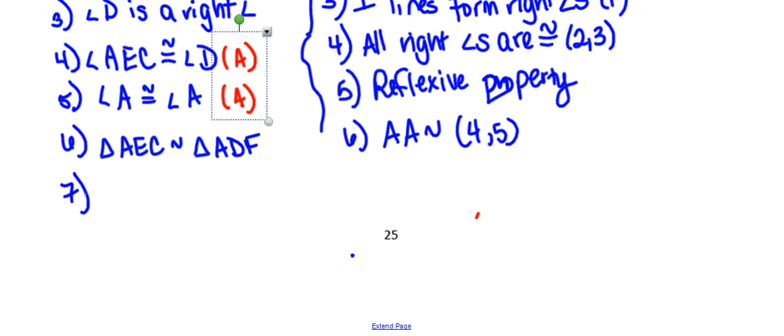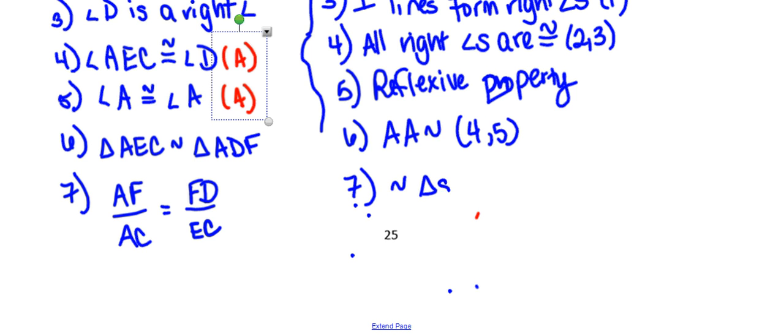And once the triangles are similar, I know their corresponding sides have to be in proportion. So in other words, if I compare side AF to its corresponding side in the larger triangle, the smaller triangle, which is AC, that ratio is going to be equal to the ratio between FD in the larger triangle compared to EC in the smaller triangle. And that's because anytime you have similar triangles, they have corresponding sides that are in proportion.